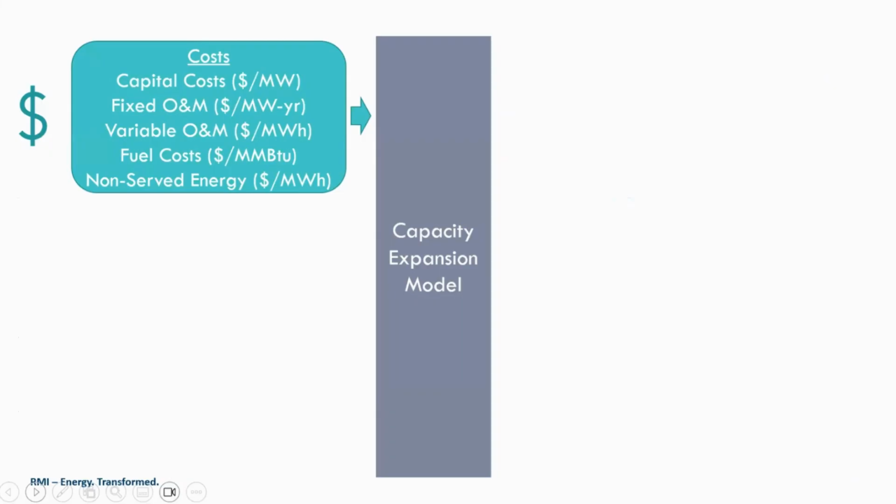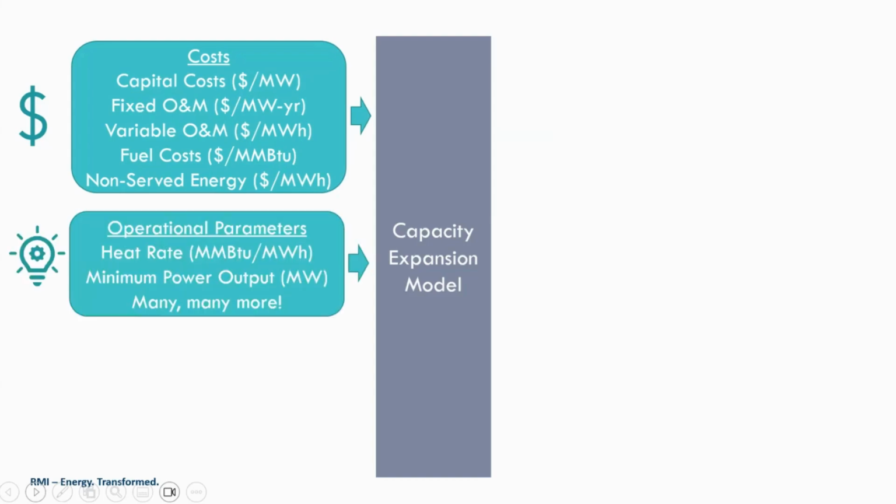We need cost data. As we saw in the first slide, we're multiplying many of these decision variables by cost in order to parameterize that objective function. So capital costs for investments, O&M costs, fuel costs. We also need to parameterize those constraints. So we're going to introduce several operational parameters in the model, and those might be heat rates for thermal units, minimum power outputs, and many, many more.